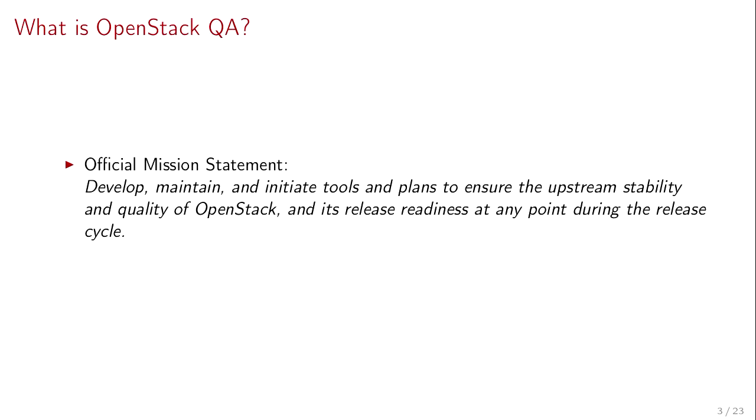So just to talk a bit about what OpenStack QA is before I get into the history around how it evolved over time. OpenStack QA is a team in the OpenStack community that has the mission statement to develop, maintain, and initiate tools and plans to ensure the upstream stability and quality of OpenStack and its release readiness at any point during the release cycle. That basically just means we own test suites and helping other projects own their own QA and own their own testing, so that when we push a release at any point, even though it's a fixed 6 month release cycle, we can guarantee that everything is well tested and working.